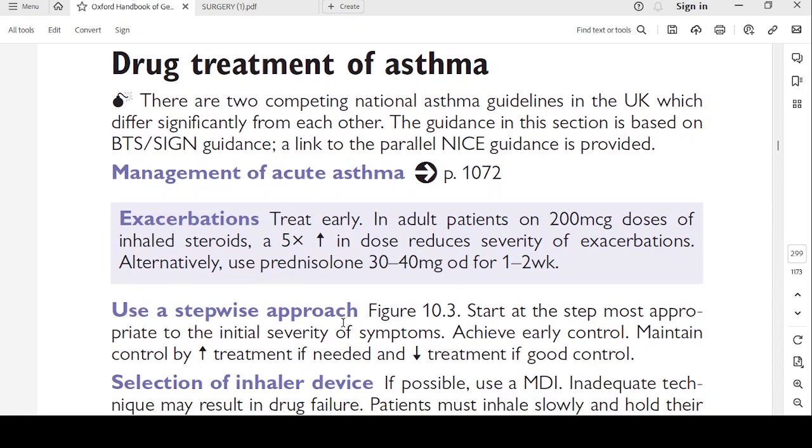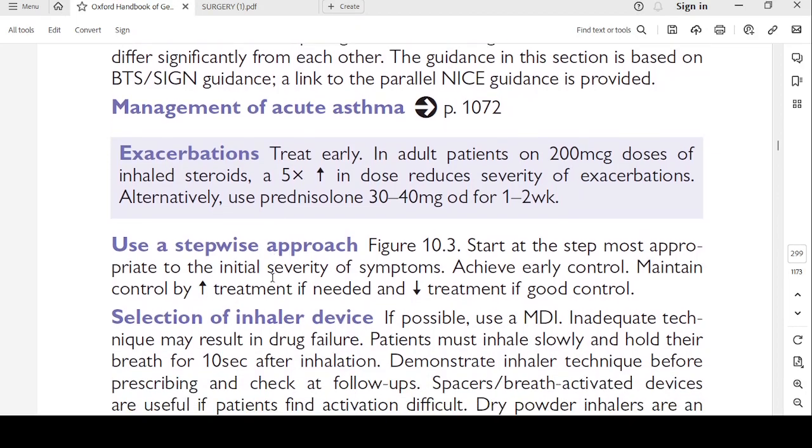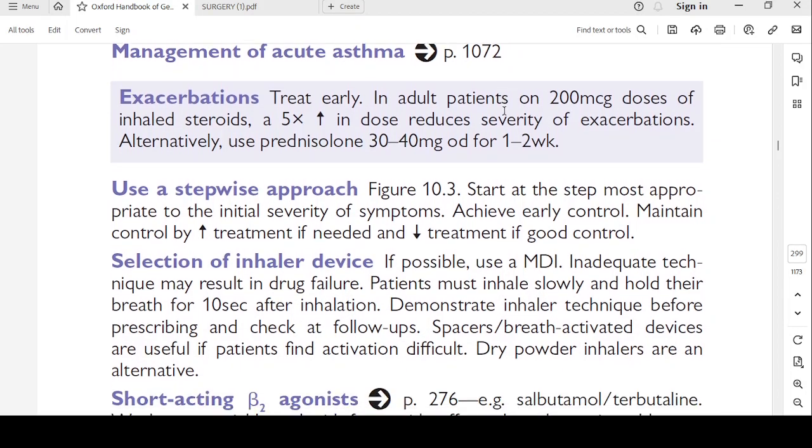Drug treatment of asthma. There are two competing national guidelines for asthma in the UK. Here they are giving the SIGN guideline, and a link to the NICE guideline is provided. Management of acute asthma is on page 1072.